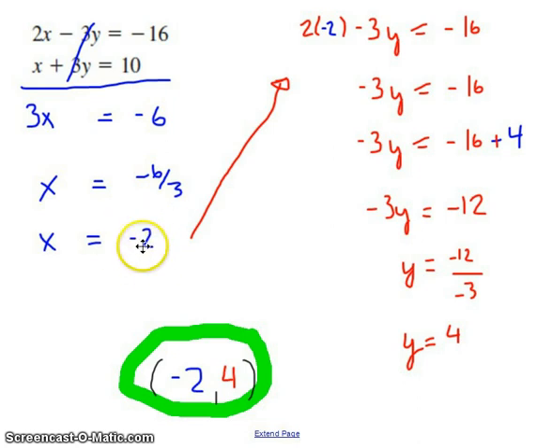Once you know x is negative 2, you can put it into either of these two equations. This time I chose to put it in the first one. Plug that negative 2 in there. And once I worked it out, I figured out that y turned out to be 4. So like I said, the answer is not x is negative 2 and y is 4. The answer is the point, negative 2 comma 4.